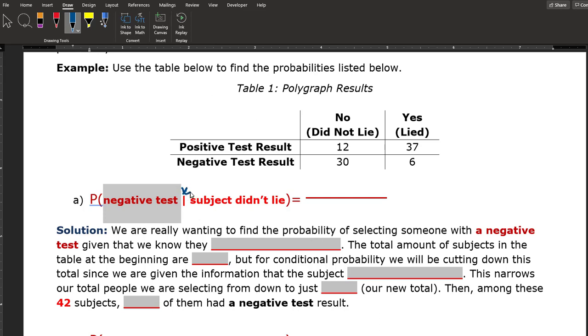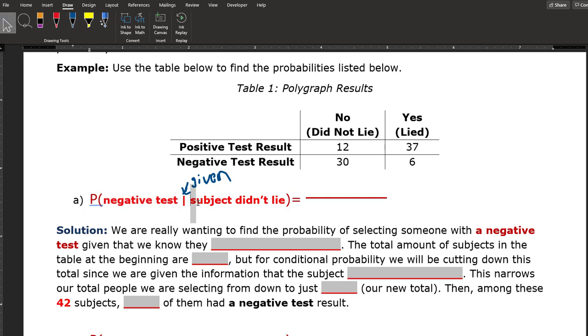So it's like negative test given. I can't write this. I'm trying to write with my mouse, so enjoy that. Given that the subject didn't lie. That's basically what we're ultimately trying to find with this problem right here.